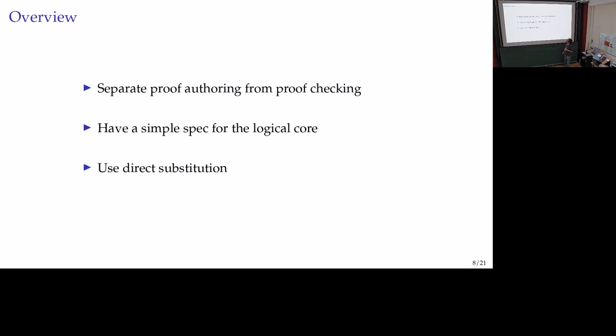Okay, so there's three main ideas I want to mention here. One of them is to separate proof authoring from proof checking. Another one is to have a simple spec for the logical core. And the last one is this notion of direct substitution. And I'll explain more about what these are.